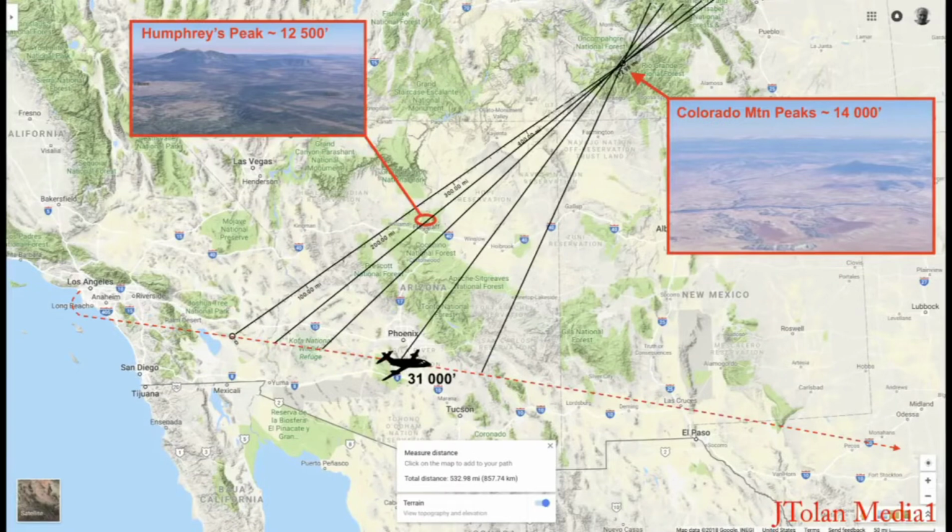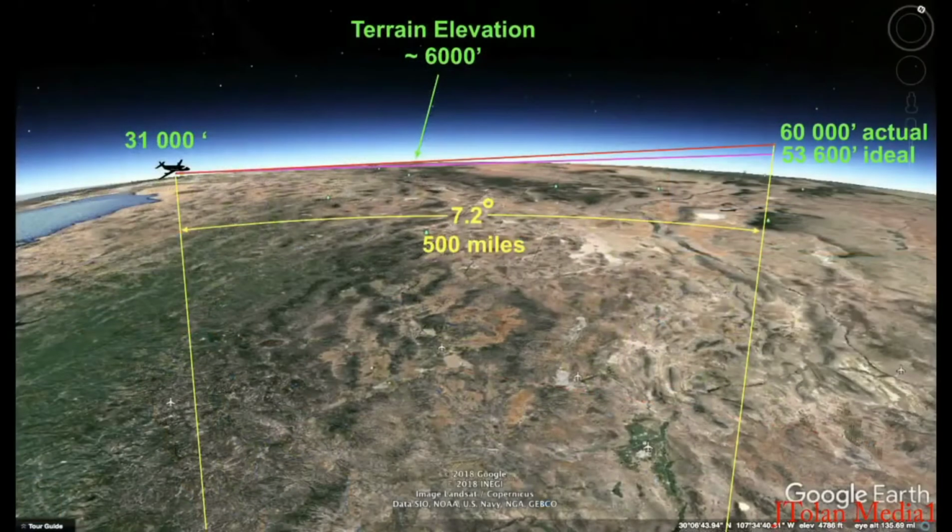Along the flight path, we determine lines of bearing towards the mountains that I see in the distance. That's how I can tell what I'm seeing. Take special note of Humphrey's Peak. It's a great point of reference.